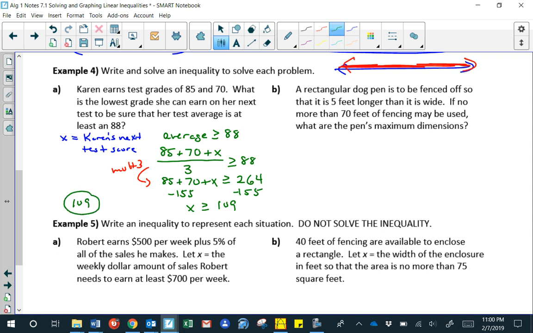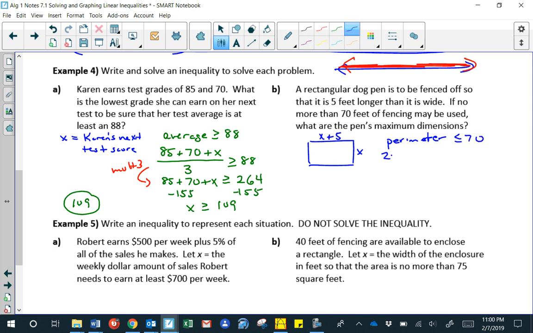In B, a rectangular dog pen is fenced off so that it's 5 feet longer than it is wide. Let's draw a picture. The width can be called x, and the length can be called x plus 5. No more than 70 feet of fencing may be used, so we have to use fencing on all 4 sides. That is to say, we're going to use fencing around the perimeter of this rectangle. So the perimeter should be no more than 70 feet, or less than or equal to 70 feet.